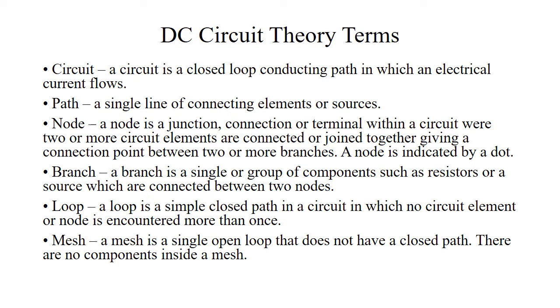Branch. A branch is a single component or a group of components, such as resistors or a source, which is connected between two nodes. Loop means a simple closed path in a circuit in which no circuit element or node is encountered more than once. Mesh means a loop that does not have any other loop inside it. It has no components inside the mesh.